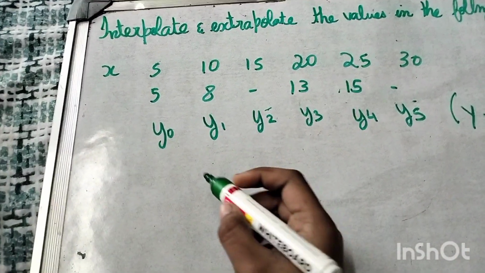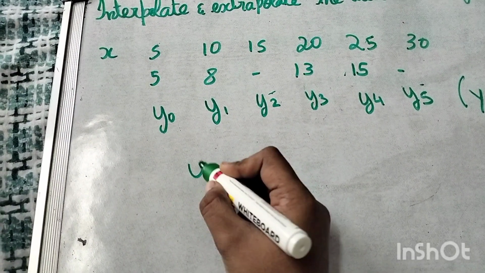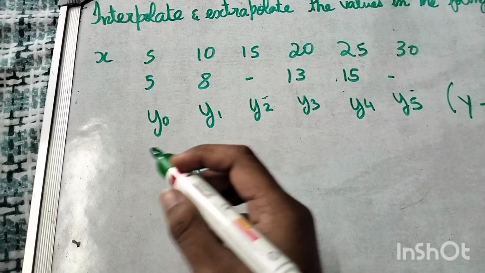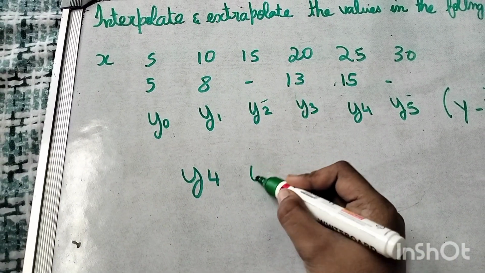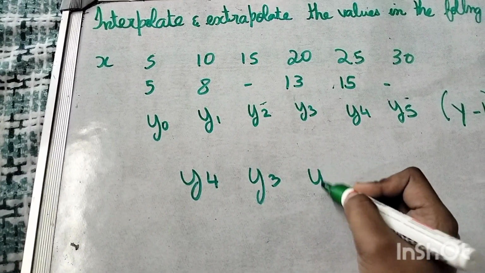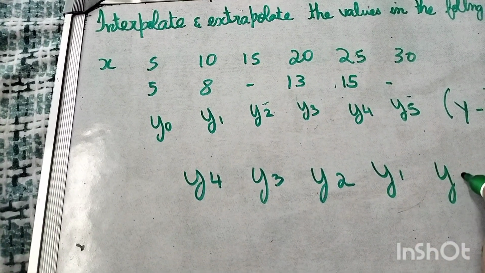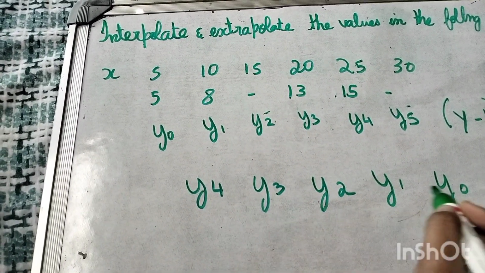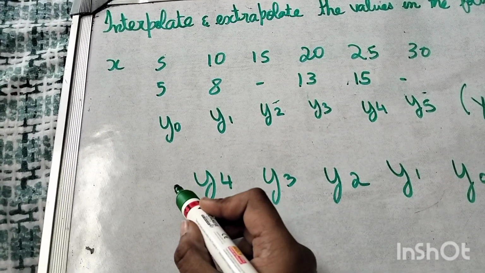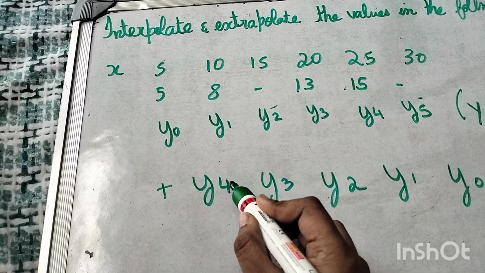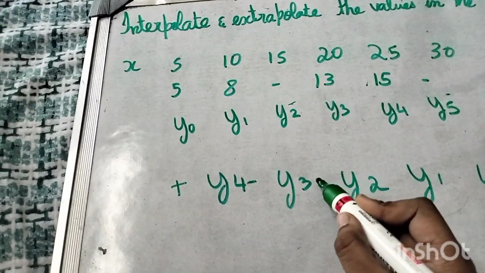Okay, next you write y4. Start from the beginning. You start writing it in descending order: y4, y3, y2, y1 and y0. Next you put the symbols. First is always addition, because A is the starting letter, you remember it like that. Just alternate the signs.